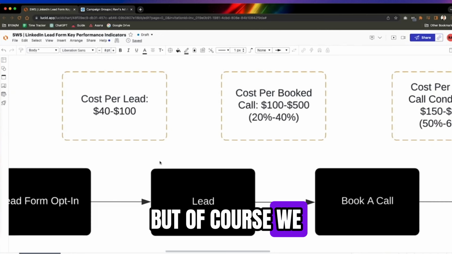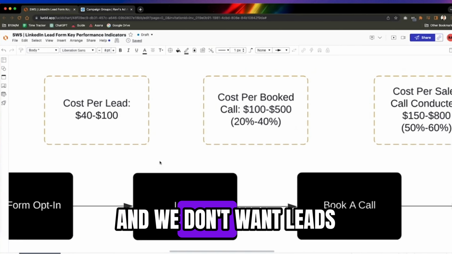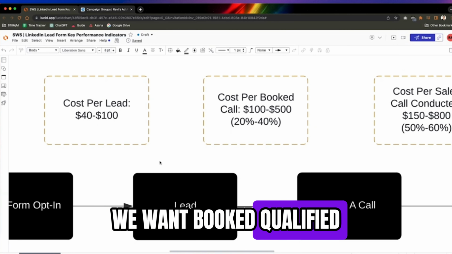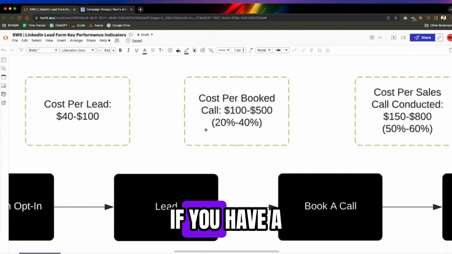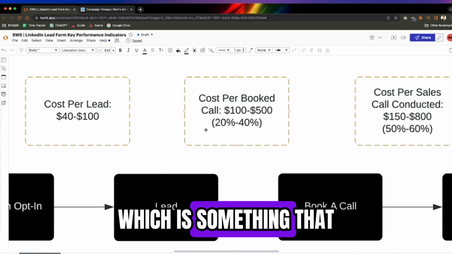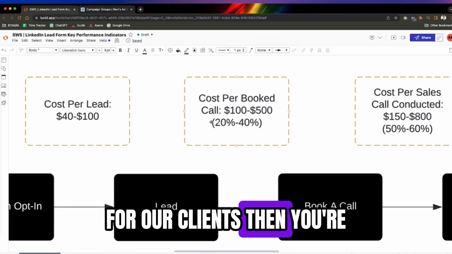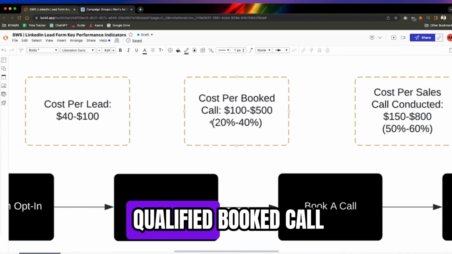But of course, we don't just want leads. I think a lot of people just sell leads online, and we don't want leads. We want booked, qualified calls on our calendar. So of the leads that you get information from, if you have a really good video sales letter and a really good booking page, which is something that we actually build for our clients, then you're going to have about a 20 to 40% conversion rate of those leads into a qualified booked call.